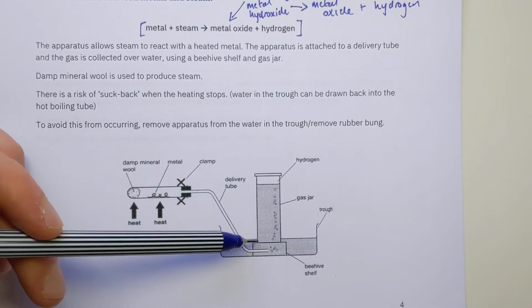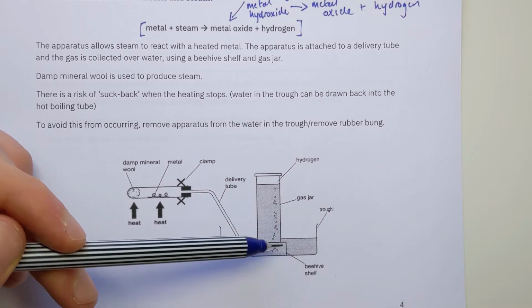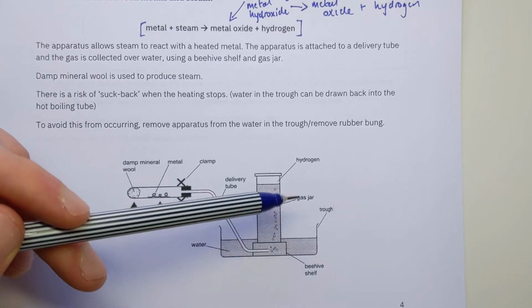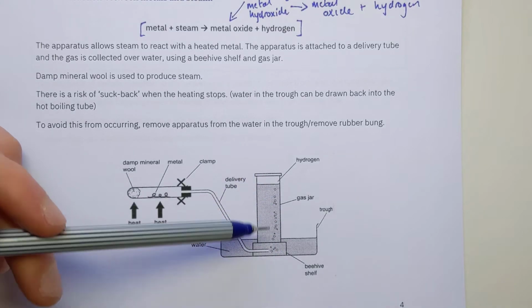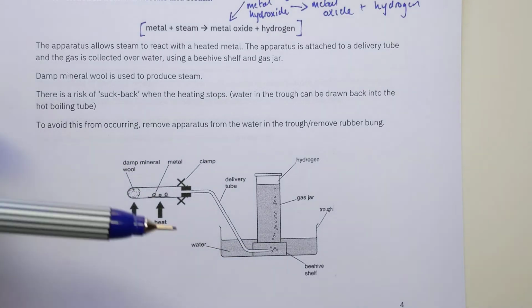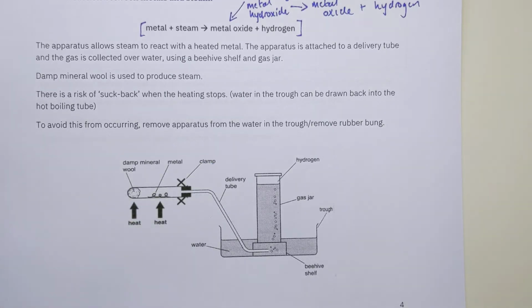And it's important that the water level is above the beehive shelf, otherwise it doesn't really work and it'll just escape out the side of the beehive shelf. Again, this is very hard to kind of explain properly when you're just looking at a drawn diagram. I promise we'll go over this when we get back into school. But for now, that's a diagram to react the metal with steam and trap the gas you have produced.